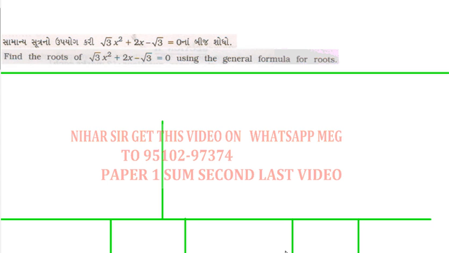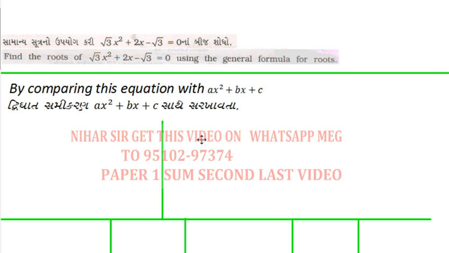Hello friends, this is the second last video of paper number 1, and I think we are on maybe the 11th sum, maybe 10th. There may be a difference of 1 or 2 in numbering, but you can come to know. Find the roots of root 3 x square plus 2x minus root 3 by using the general formula for roots.